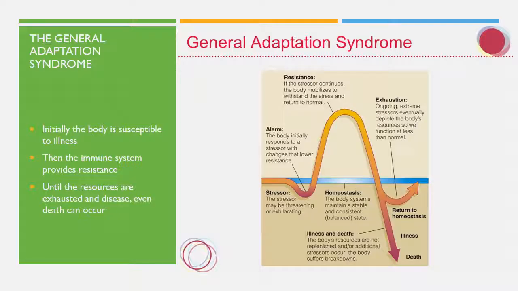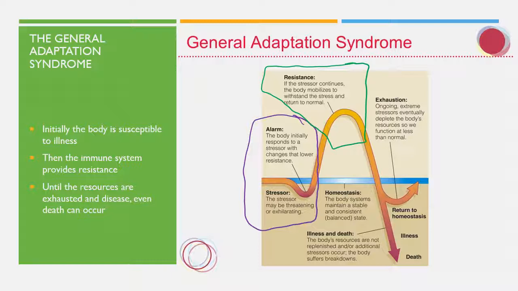Another way to look at it is this graph, where you have the alarm phase here, where a stressor occurs, and this blue line is homeostasis. The body initially responds with epinephrine and norepinephrine, that fight or flight response, and then you have a susceptible phase where you could get sick. And then you have the resistance phase, where you have an enhanced immune system for a little while, and you're able to push through things.